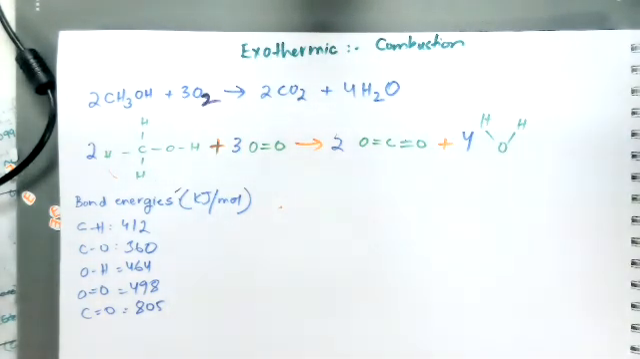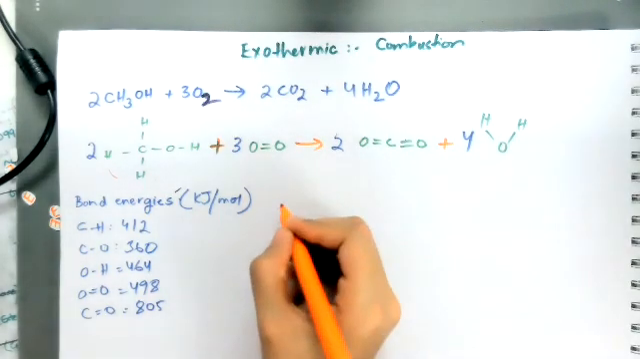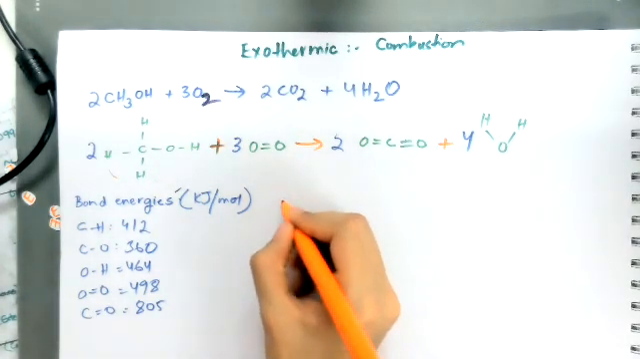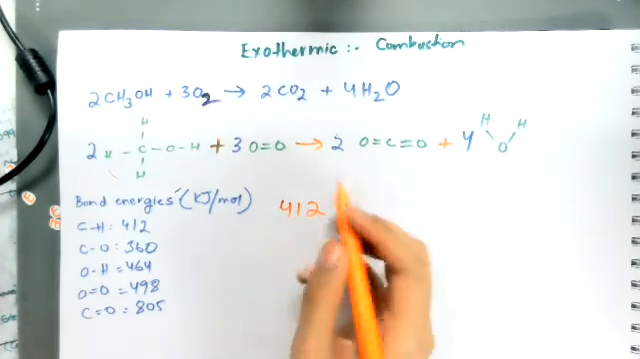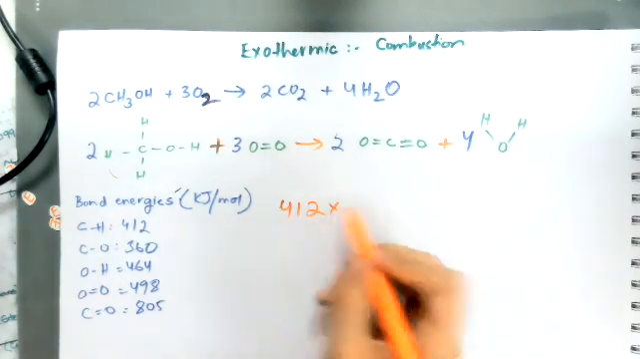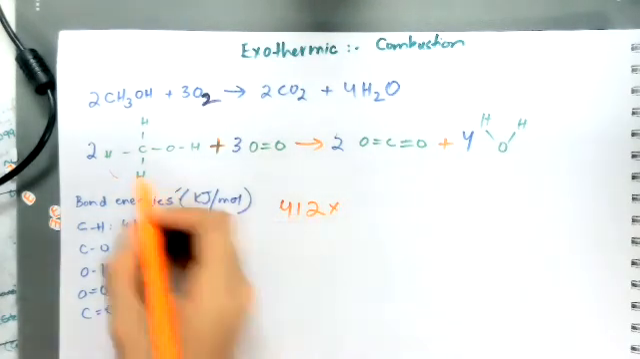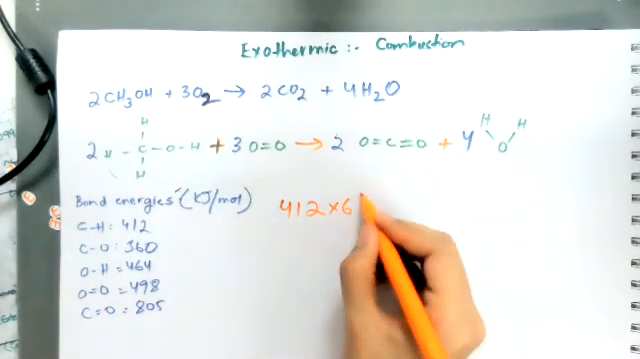Okay, so C-H has a bond energy of 412, right? And I'm going to multiply that by 6 because we're going to have 6 of these, okay?